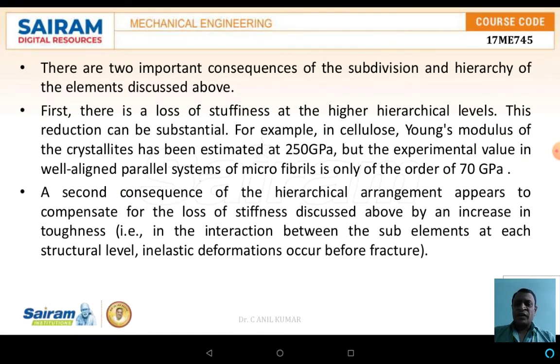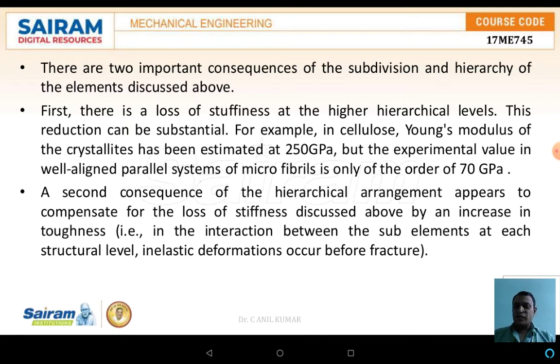There are two important consequences of the hierarchy of the elements discussed above. The first is a loss of stiffness at the higher hierarchical level. This reduction can be substantial. For example, in the case of cellulose, the Young's modulus of the crystallites has been estimated at around 250 GPa, but the experimental value in well-aligned parallel systems of microfibrils is only of the order of 70 GPa.